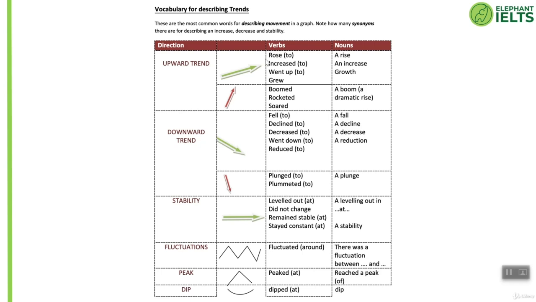So here is a list of all the verbs we talked about, and this is a list of all the nouns. So it's a good idea to learn this vocabulary, because remember, you only have 20 minutes in task 1 to analyze the graph and write your response in a well-structured manner. So if you know the vocabulary you need, you can immediately start writing.